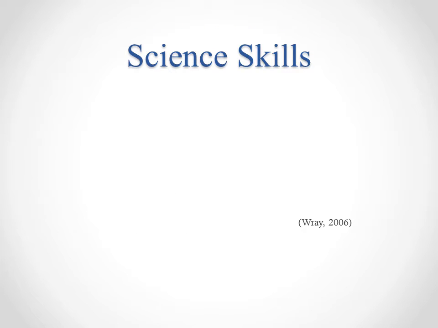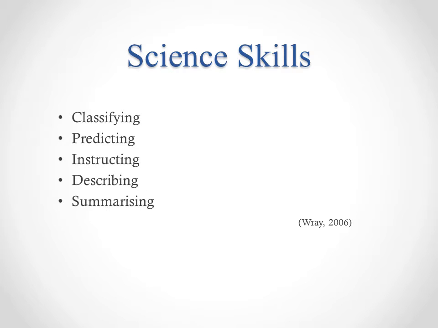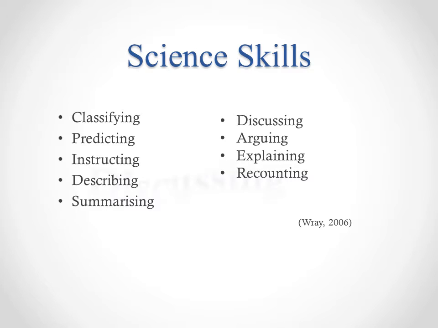He identified skills used within science that are also important within English, as they involve the use of a combination of speaking, reading, listening and writing. These science skills include classifying, predicting, instructing, describing, summarising, discussing, arguing, explaining and recounting.